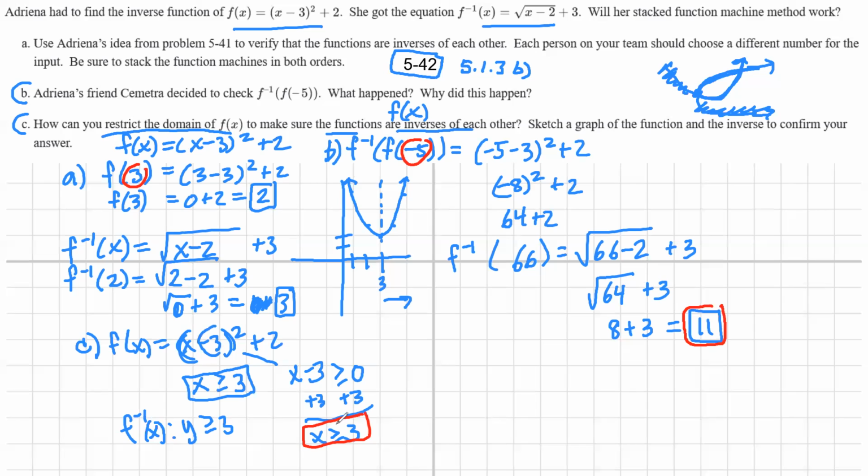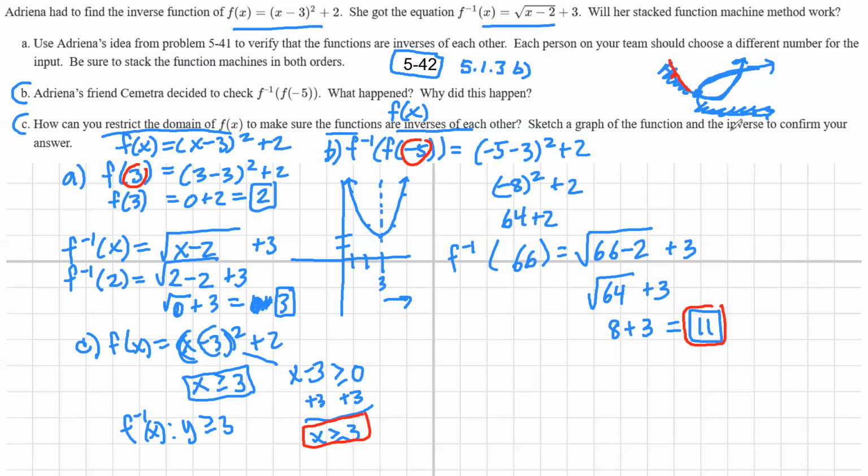But when you pick a number that's not part of this restriction, it's part of the left side over here, the -5 is way over here, it's not going to work. So you have to remember to restrict the domain. You must restrict the domain to have an inverse function. You have to do this and remember this on the next test.